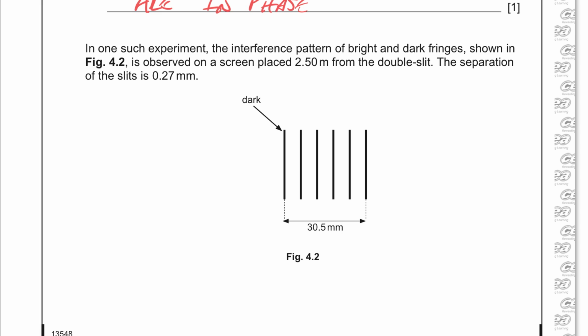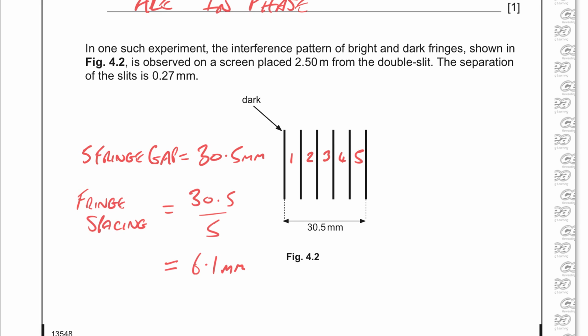So you can see we've got fringes and gaps. Even though there are 6 fringes, there are only 5 gaps. So 5 fringe spacings equals 30.5 millimeters. So one fringe gap is going to be 30.5 divided by 5, which would be 6.1 millimeters.